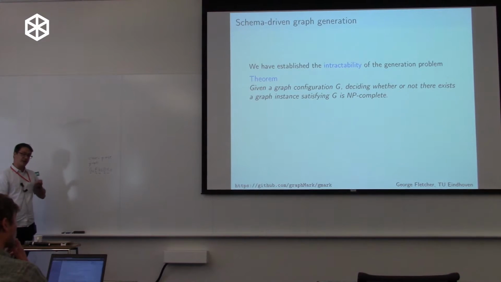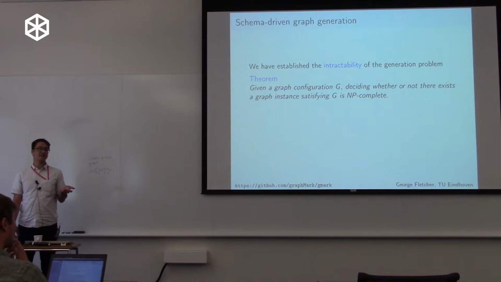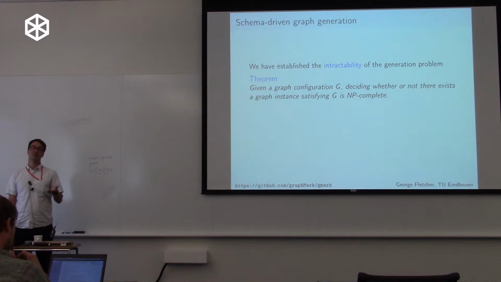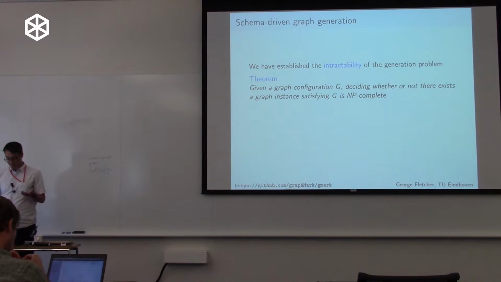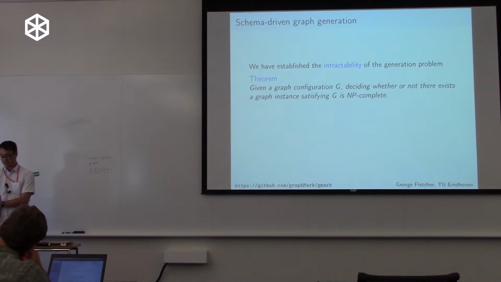Okay, so how difficult is it now, given a graph schema, to generate a valid instance? It turns out it's impractical. So you can encode your favorite NP-complete problem. Say we just took the standard satisfiability problem. You can encode it as a graph schema, and then looking for an instantiation of that schema involves solving that problem. So in general, given a graph configuration G, deciding whether or not you can even generate a valid instance of it is NP-complete.